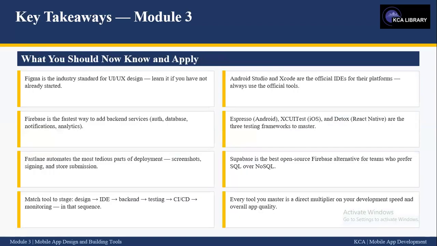Key takeaways for this module. This module highlights several important insights. Figma is widely recognized as the industry standard for design. Official IDEs such as Android Studio and Xcode should always be used for platform-specific development. Firebase provides a fast and efficient back-end solution, while testing frameworks ensure application reliability. Automation tools such as Fastlane simplify deployments. Ultimately, mastering the appropriate tool significantly improves development speed and application quality.